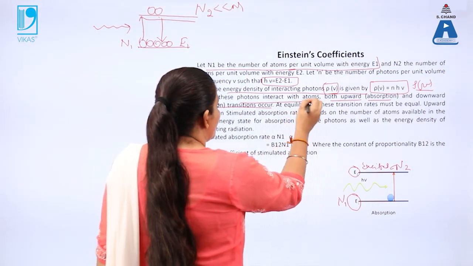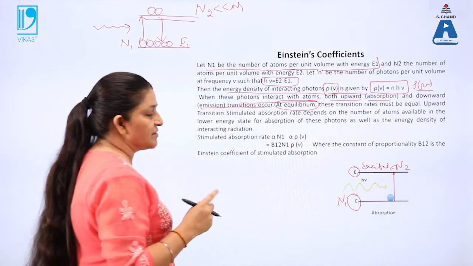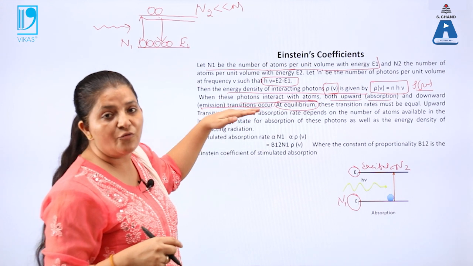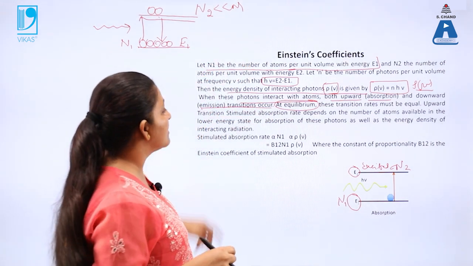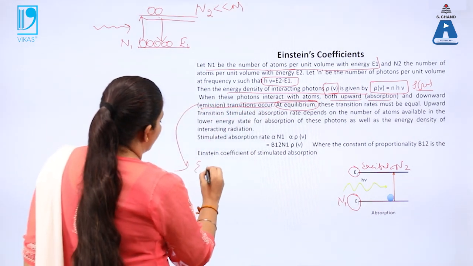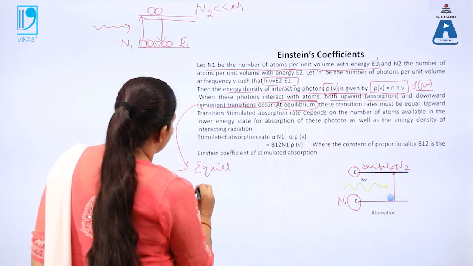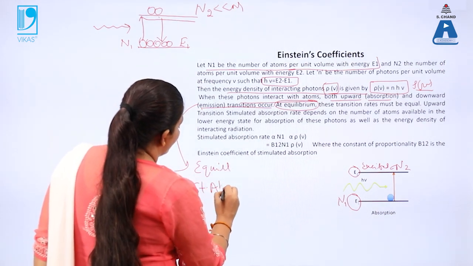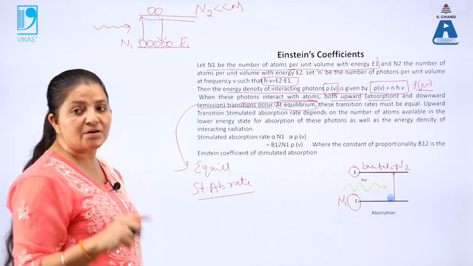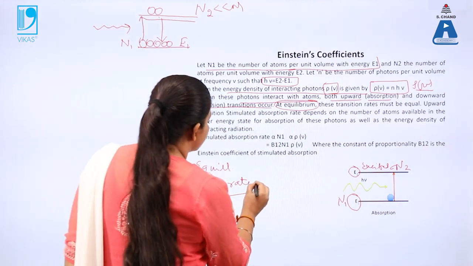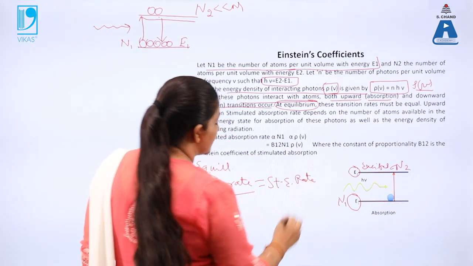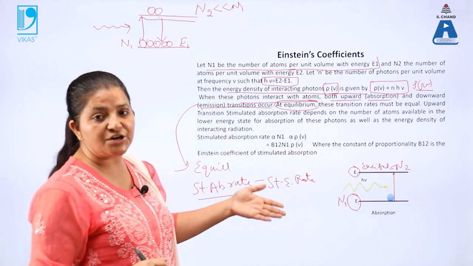Now at equilibrium, what will happen? The transition rate for moving atoms from the excited state to the ground state and from the ground state to the excited state must be equal to each other. So at the equilibrium condition, the stimulated absorption rate, where atoms move from the ground state to the excited state, must be equal to the stimulated emission rate, where atoms move from the excited state to the ground state.